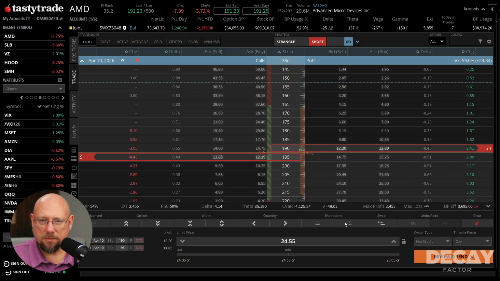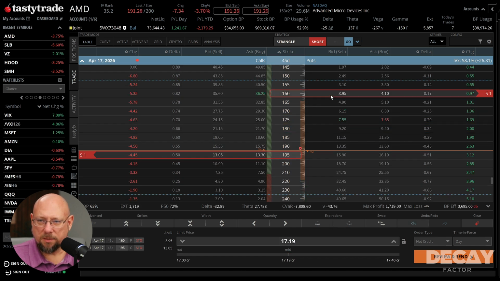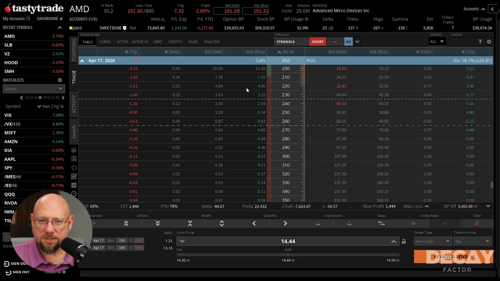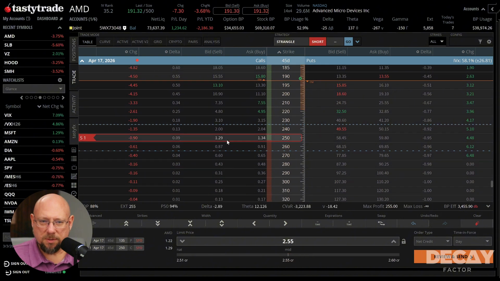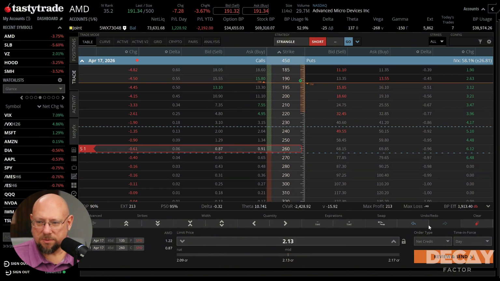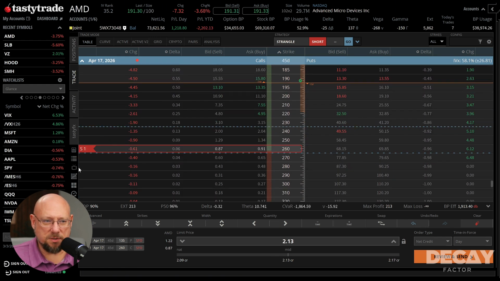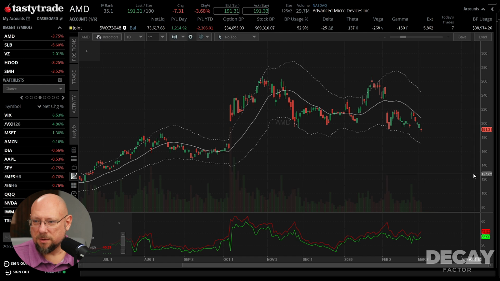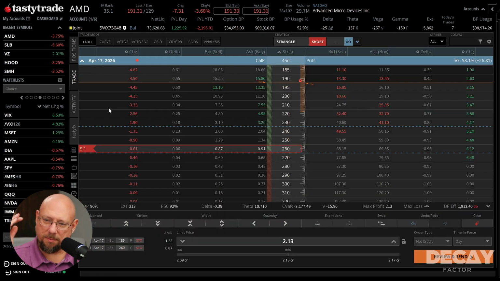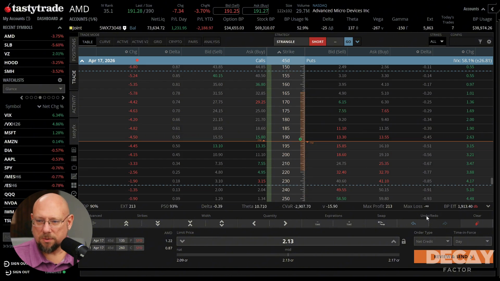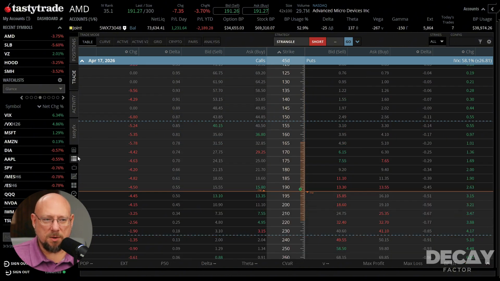AMD. We haven't traded AMD in a little bit. 6 Delta 213. I mean, 135 and 260 in AMD. Buying power effect is $1,900. It's a little more. I could do it, but it's more than I want to do.